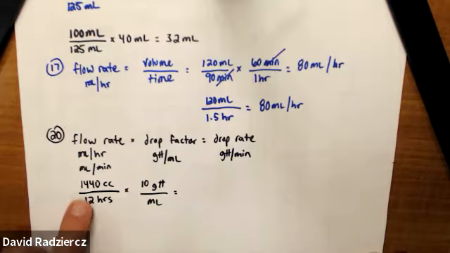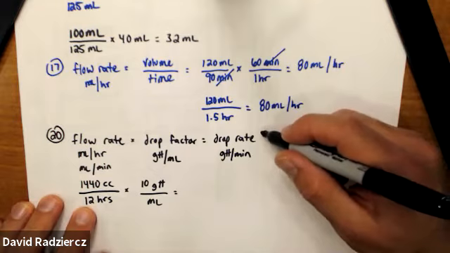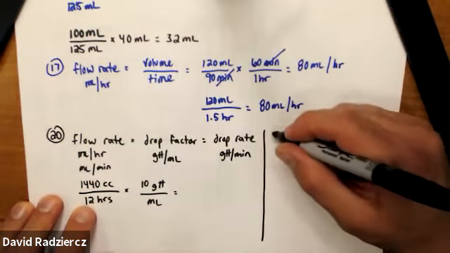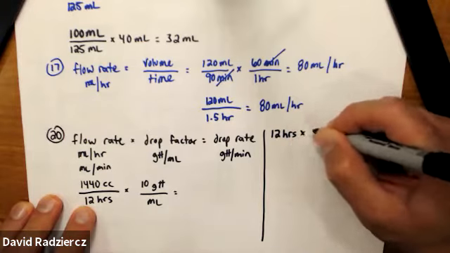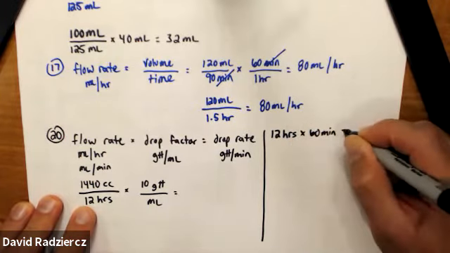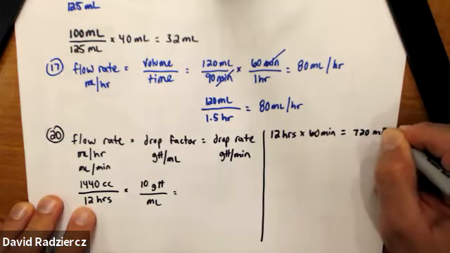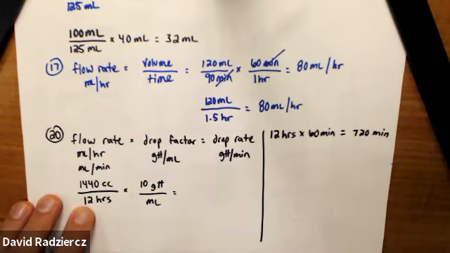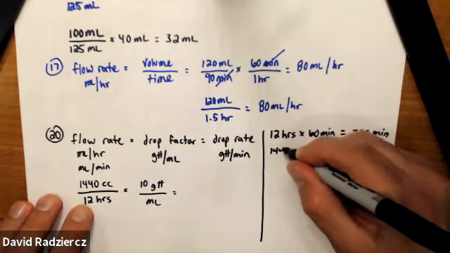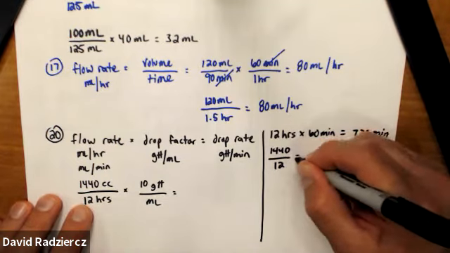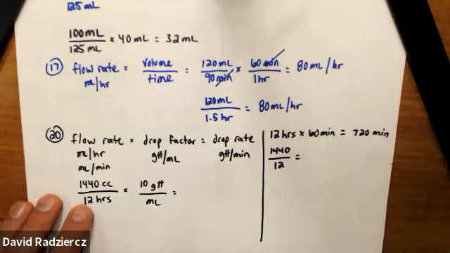So there's a couple things you need to do here. You need to account for and convert hours to minutes, and you can do that any number of ways. So let's just look at a couple different ways. I'm just going to do like a little aside over here. So 12 hours times 60 minutes equals 720 minutes. Okay, so that's one way of doing it. And that might actually be the most straightforward way. The other way you can do this is if you reduce 1440 over 12, I believe that gives you 120.